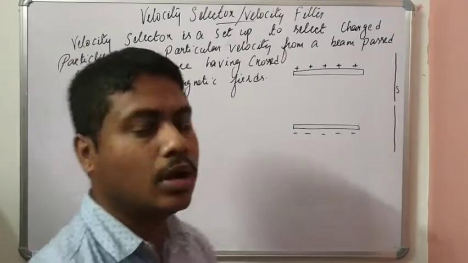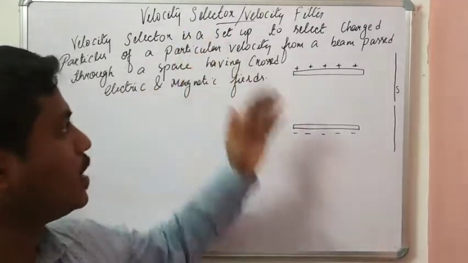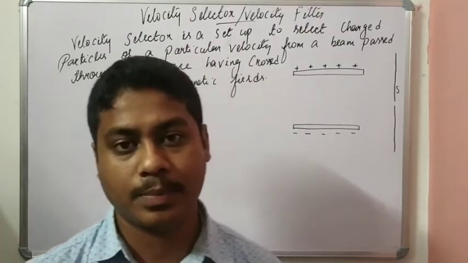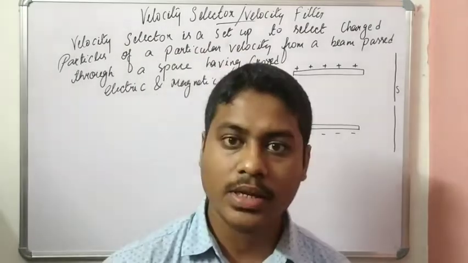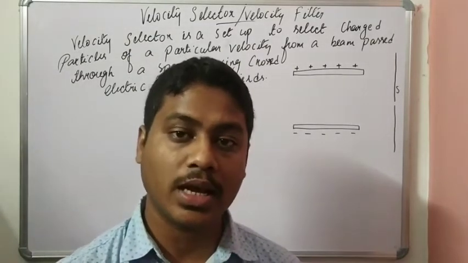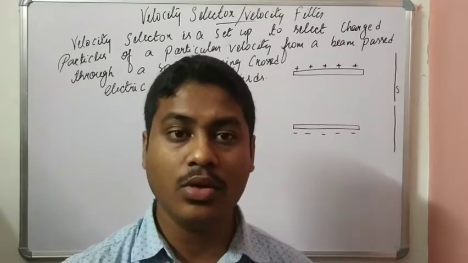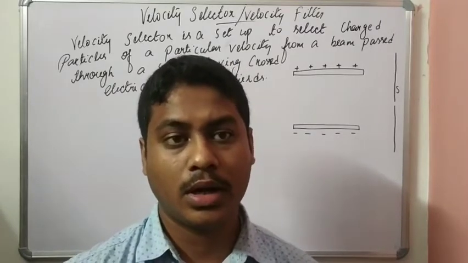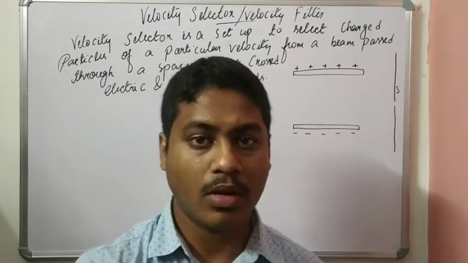Hello students, today we are going to discuss a topic related to the velocity selector or velocity filter. Now what do velocity selector and velocity filter mean? A velocity selector or velocity filter is a setup mainly used to select a particular velocity, which is used in labs to study charged particles of a particular velocity.